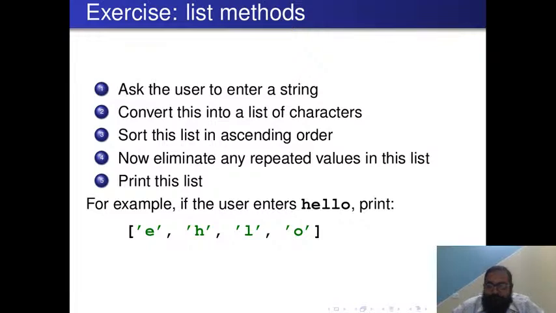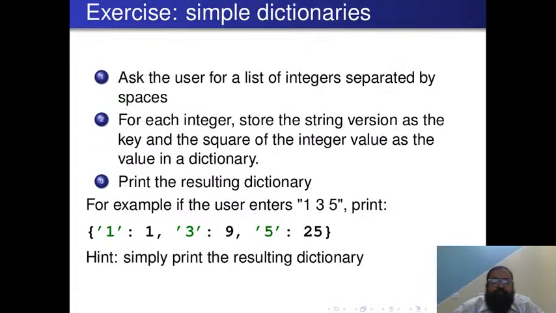So this is list methods where you have to ask a user to enter a string, convert the string into a list of characters, sort it into ascending order, eliminate any repeated values, and you have to print the list. Next question is simple dictionaries. So, ask the user for a list of integers separated by spaces. Okay. So, the user is going to enter a list of integers separated by spaces.